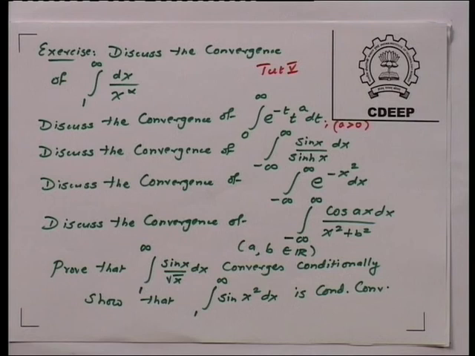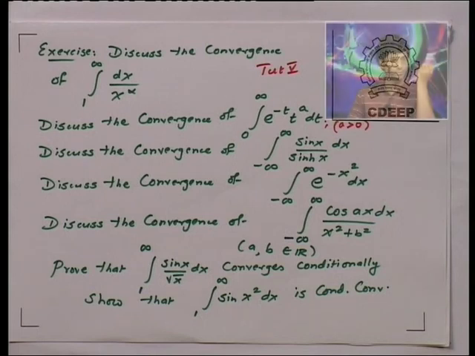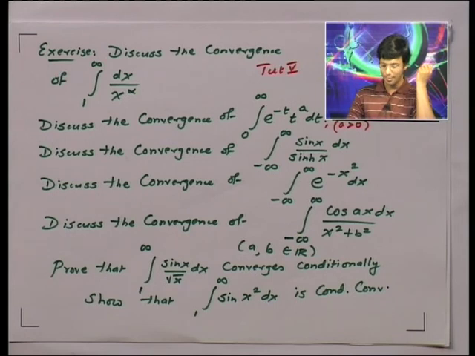Sin x is also 0, sinh x is also 0. So 0 by 0 form. Use L'Hopital's rule, the limit exists. And what is the limit? 1. So origin is a nice point. There is no bad behavior at the origin. Define sin x upon sinh x to be 1 at the origin. You are talking about integrals, so at one single point you can redefine the function if need be. So define the integrand to be 1 at the origin, and it becomes a continuous function. All right.